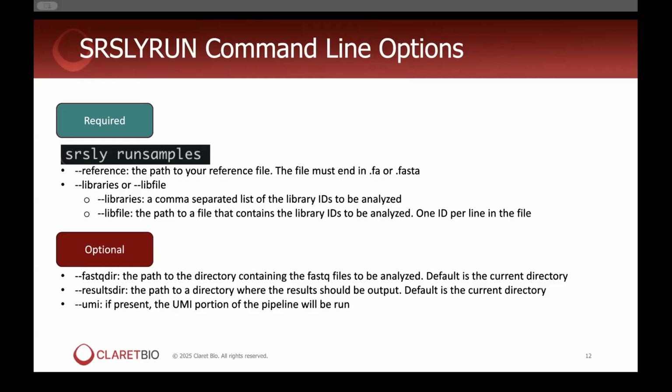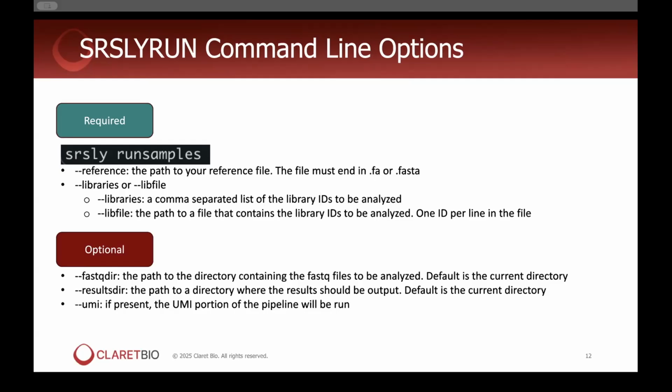optional flags as well, such as dash dash fastqdir, which is the path to the directory where the FASTQ files are contained. This defaults to the directory that you're currently running the software from. So if you're in the directory that contains the FASTQ files and you're running srslyrun from there, you don't need to specify this. And the same can be said with results.dir, where you have the path to a directory where you want the results to be. And again, this defaults to the current directory. So if you want your results and your FASTQ files to all be in one location, you don't need to specify either of these as long as you run srslyrun from that location.